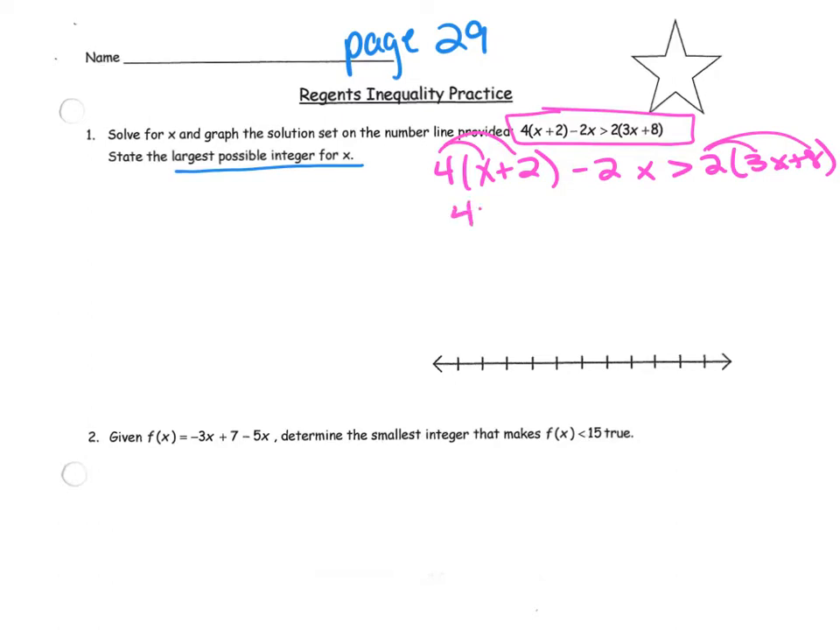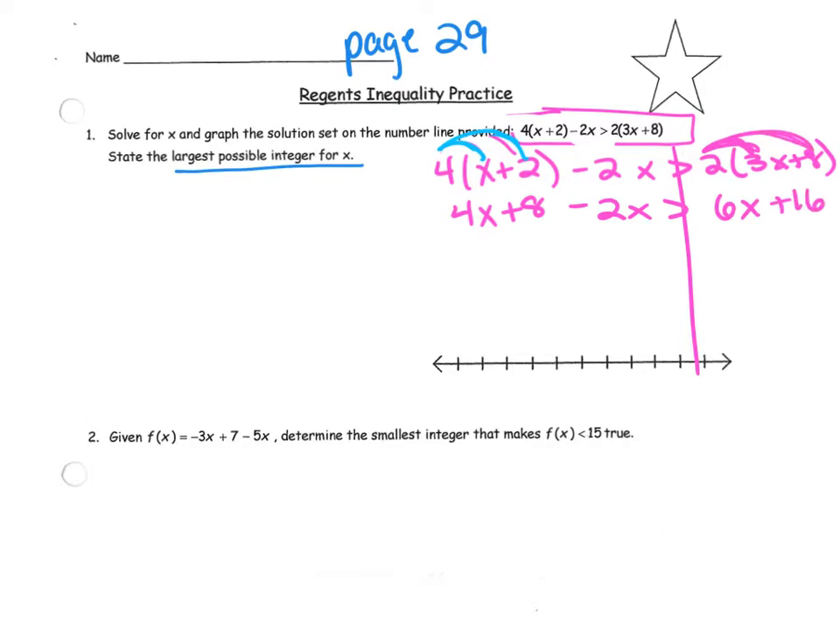So we'll have 4x plus 8. Be careful, guys. You're only distributing here and here. You're not going to this -2 over here. That would be wrong. So again, we're just doing that distribution. We have 4x plus 8 minus the 2x. I'm just bringing down the inequality sign. 2 times 3x is 6x. And 2 times 8 is 16.